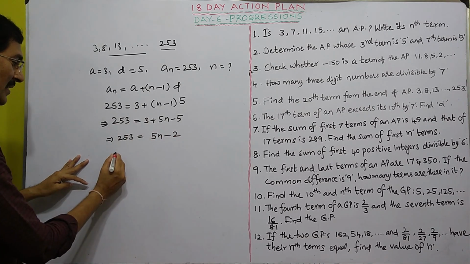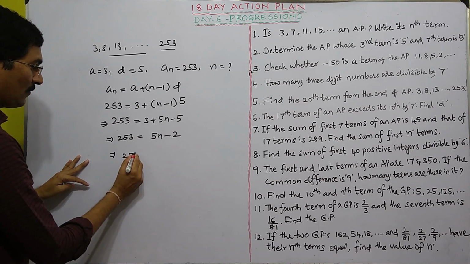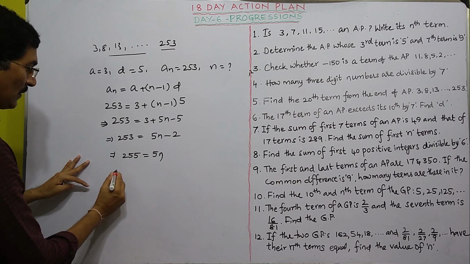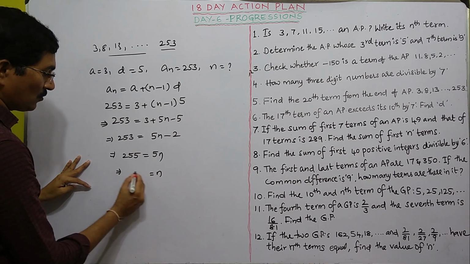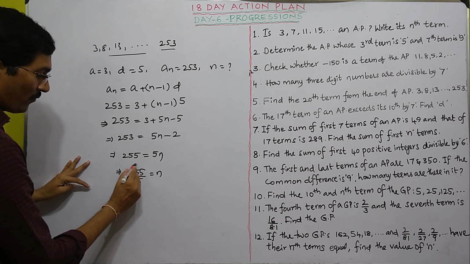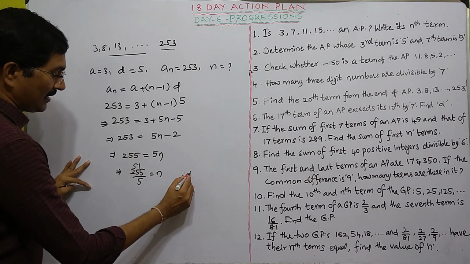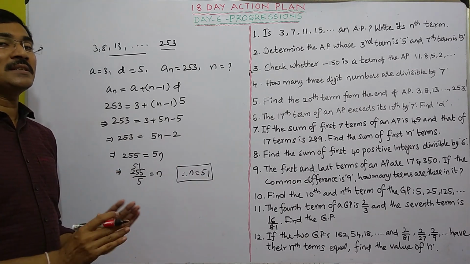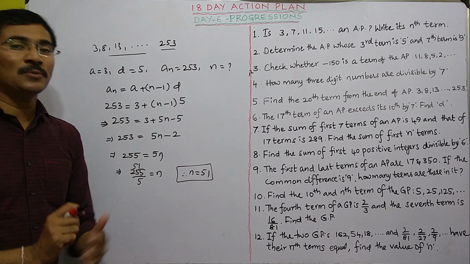This minus 2, if you take it here, becomes plus, therefore 255 is equal to 5n. Now n is equal to 255 by 5. So if you cancel, 5 fives are 25, 5 ones, therefore n is equal to 51. That means there are 51 terms in all in this arithmetic progression.